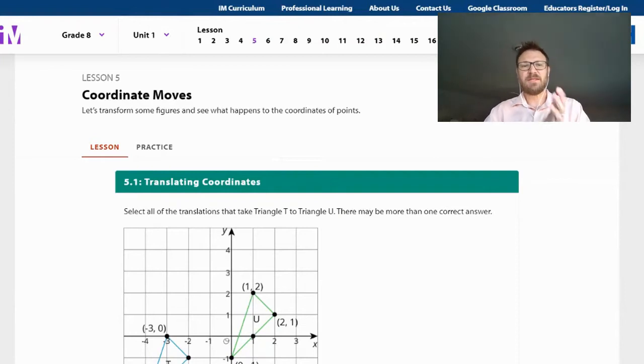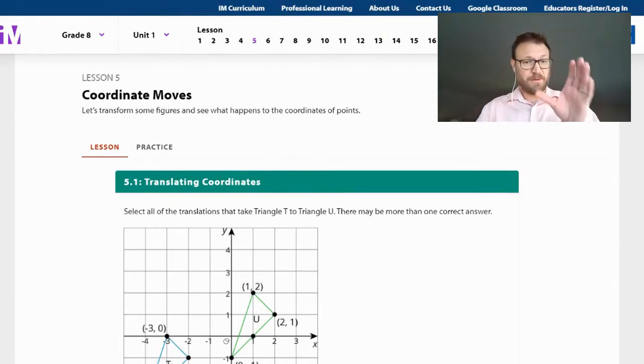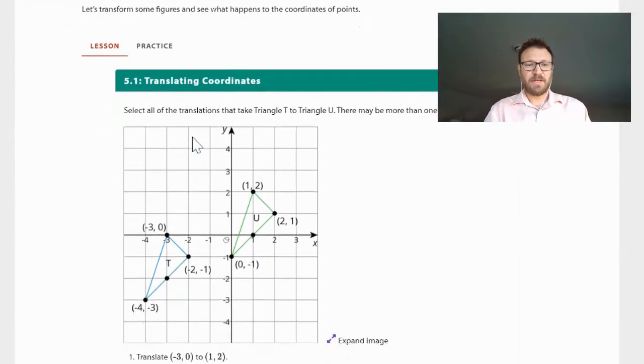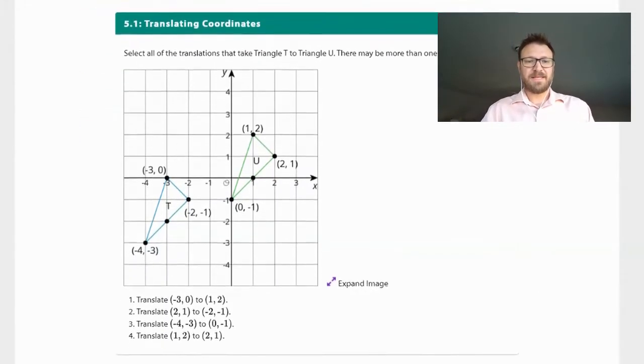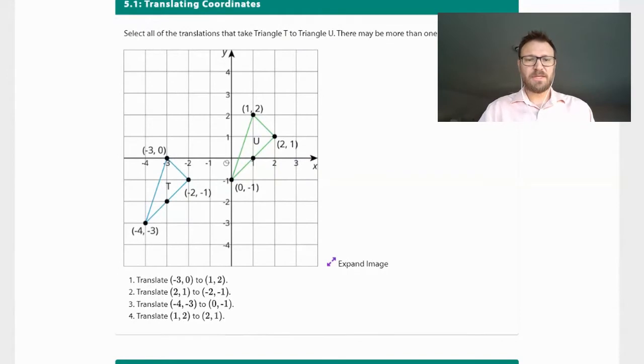And I'm breaking this into two videos. You'll have one today and then one tomorrow. So the first thing I'd like you to do, because hopefully you're at this screen watching the video, we're going to scroll down and you're going to look at 5.1, translating coordinates, all right? And I want you to just kind of take a look.